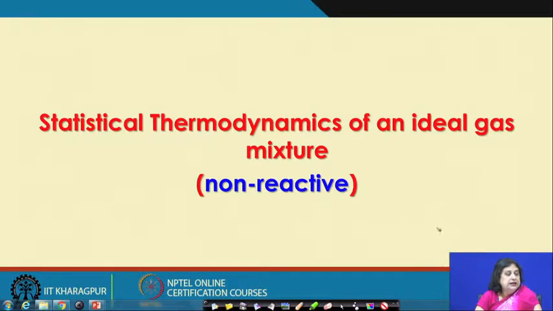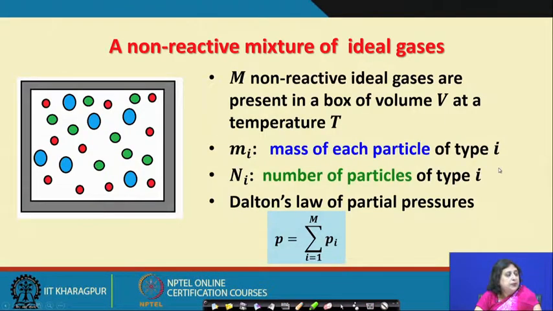So, in this case, the kind of system that I am talking about can be outlined like this. I have a non-reactive mixture of ideal gases, where a typical microscopic state looks like this. So, I have in this picture how many different types of ideal gases? I have one comprised of these red molecules, I have another one comprised of these green molecules, and I have the third type comprised of these blue molecules. In general, we would say that one such gas mixture will be comprised of capital M ideal gases, and they will be contained in a box of volume V at a temperature T.